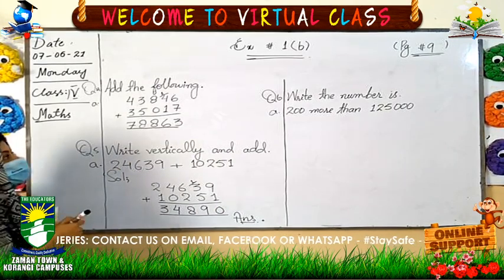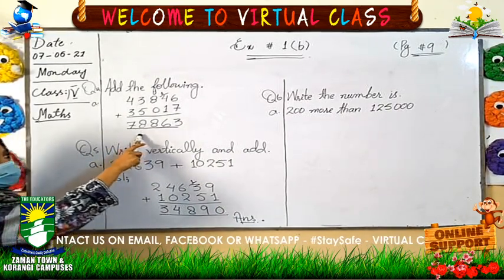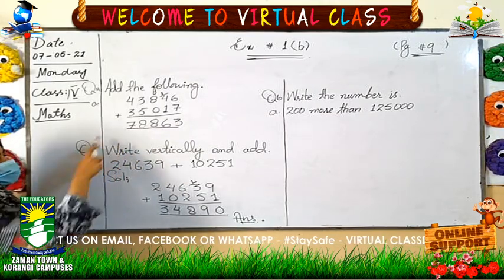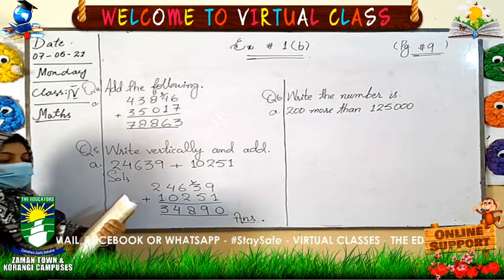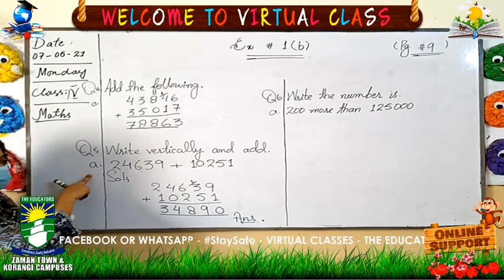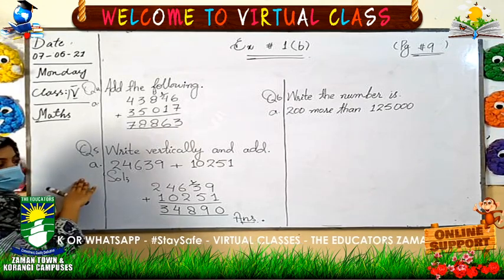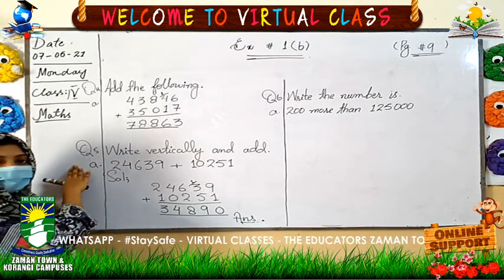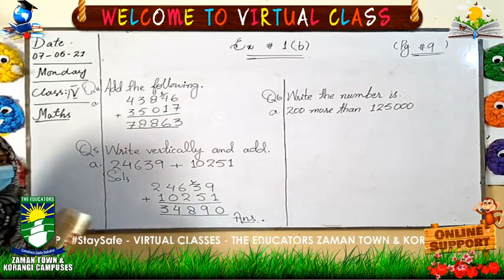As I have told you, this is your book work, which you have to do in your book. And question number 5, you have to do at least 3 parts: A, B and C. You have to do 3 parts of this question in your copy, neat and clean. Now we come to question number 6.